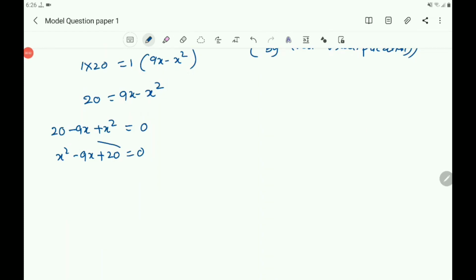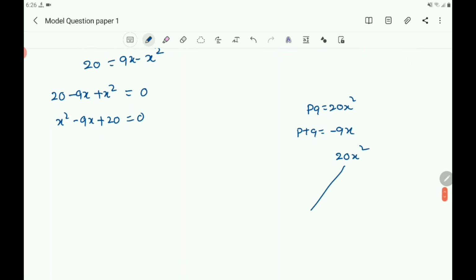Now to get the value of x, that is to get the two numbers, you can solve it by splitting the middle term. The product is 20 into x square, 20x square, pq is 20x square, and the sum is p plus q equals minus 9x. So you take that 20x square and split it.